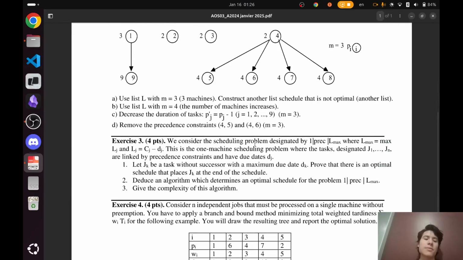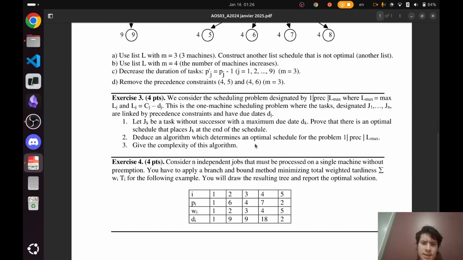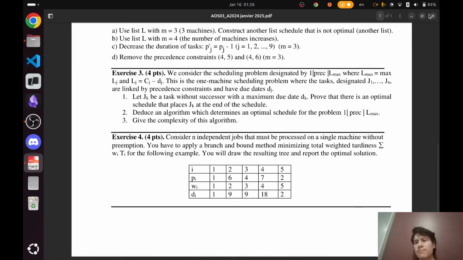That's the algorithm. Then what is this? Another proof and another branch and bound. That was it today.